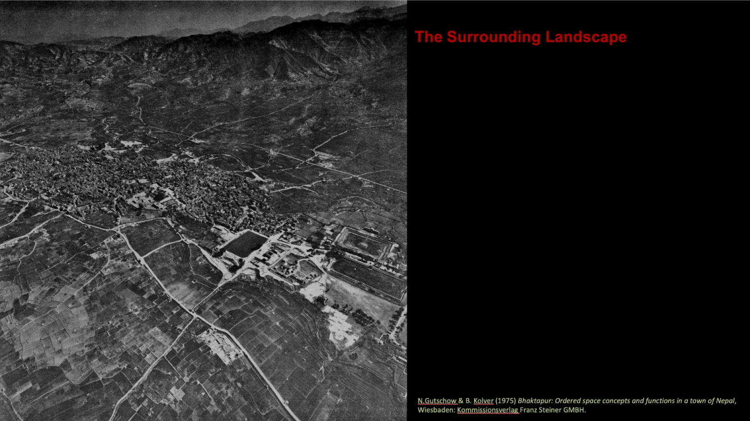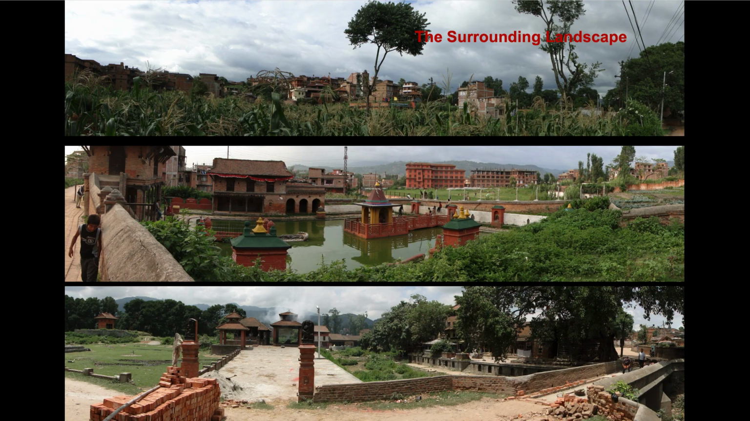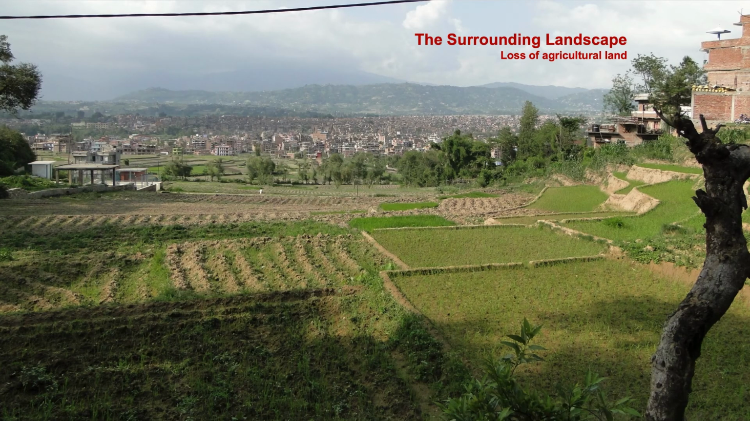Now, this photograph was taken by the German architects in 1975. What you see is that all around the town of Bhaktapur were agricultural lands at that time. So here are some photographs of that agricultural landscape. However, people have started building buildings, houses, etc. on this agricultural landscape. This agricultural landscape is an important and integral part of the heritage of Bhaktapur.